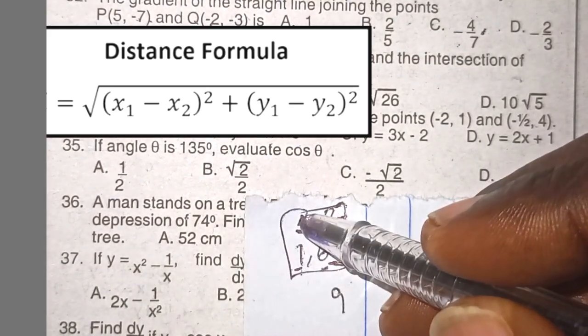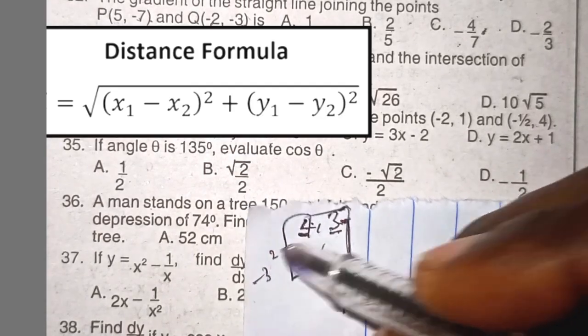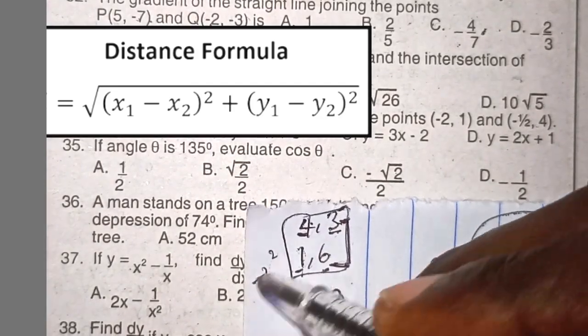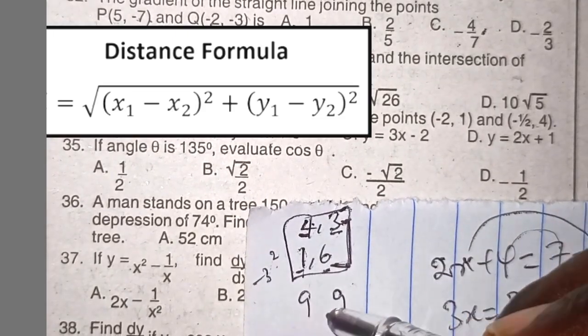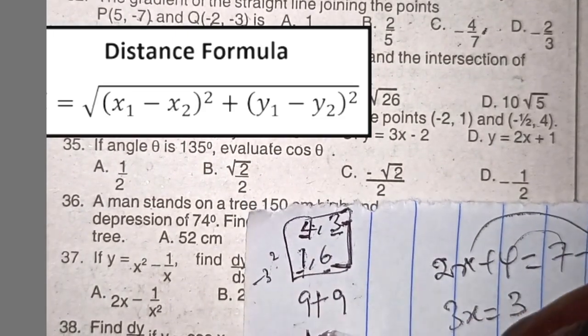1 minus 4 will give you minus 3, Abby. If you square it, you're also going to get 9. Don't forget, it cannot be minus 9. No. The square of a negative number is always positive. So you're going to get 9 and 9. So just add them together. 9 plus 9 is 18.